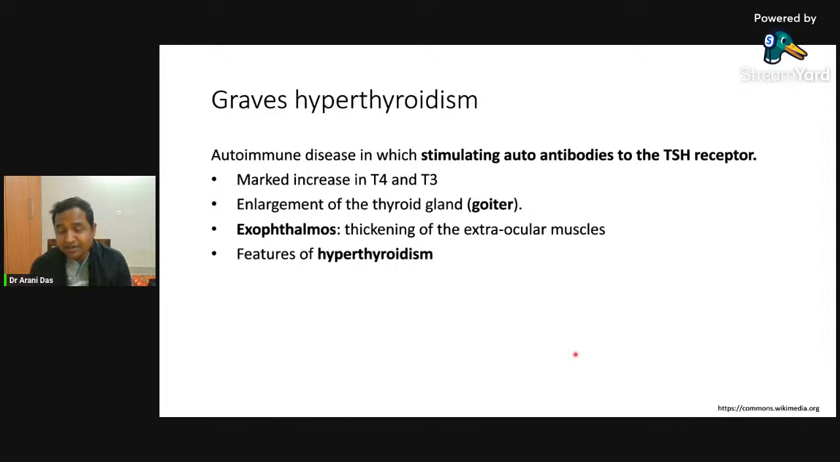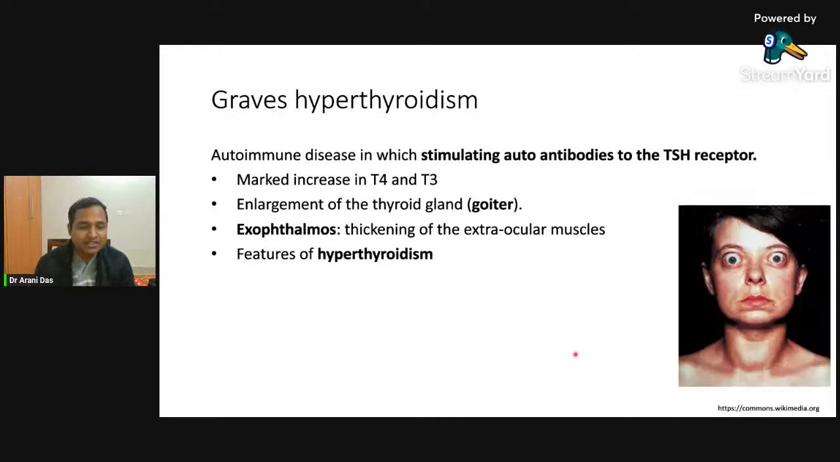So goiter may be associated with both hyperthyroidism and hypothyroidism. It is also associated with a characteristic feature called exophthalmos. Exophthalmos means thickening of the extraocular muscles, which is a characteristic feature of Graves' disease. So there is a goiter, an enlargement of the thyroid gland, along with exophthalmos because of the extraocular muscles.